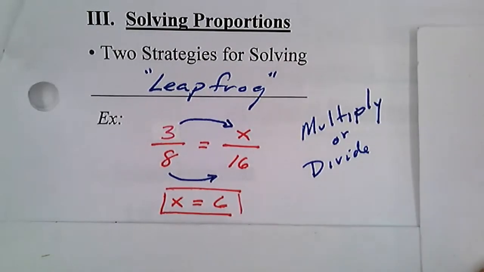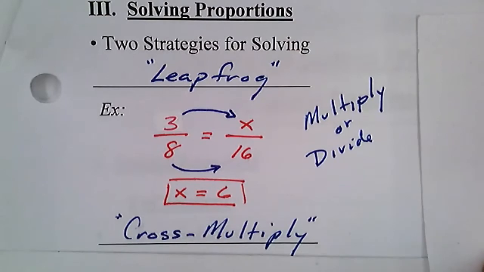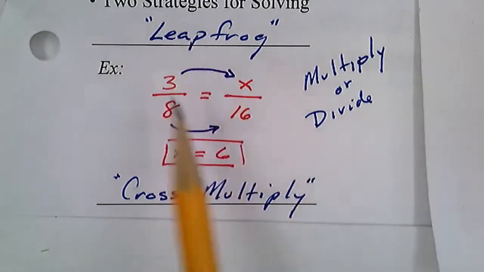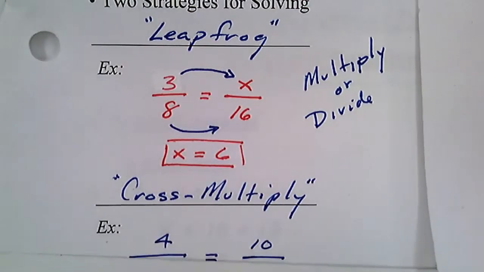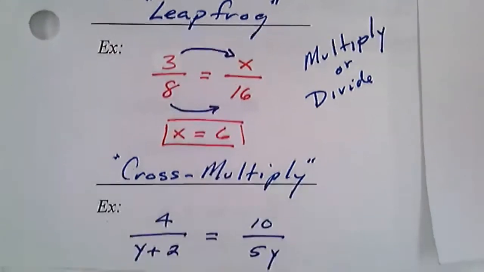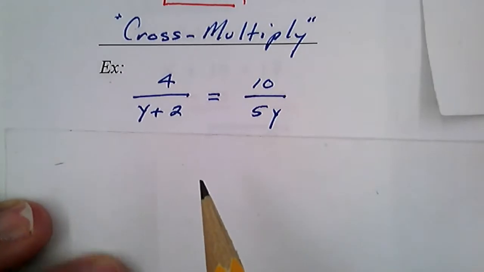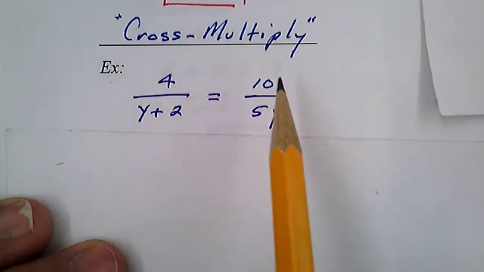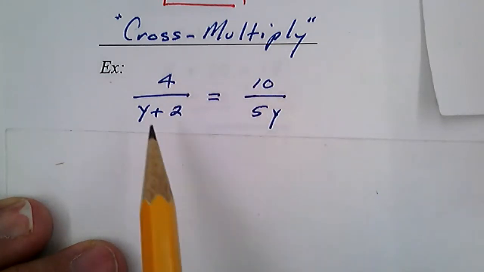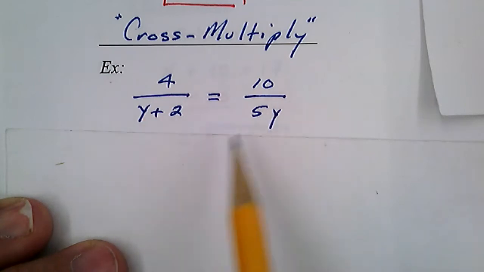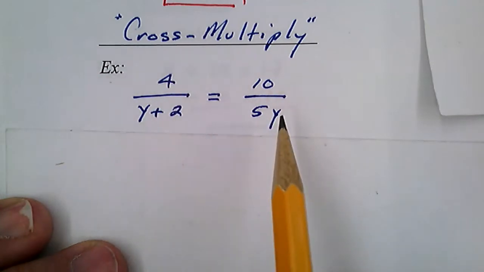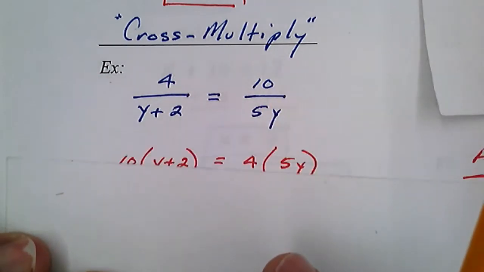Okay. All right. The other strategy that I taught you was the cross multiply strategy. Okay. So this was the leapfrog. Now here's the cross multiply. And the cross multiply, this is where you have problems that are a little bit more complicated, a little more sophisticated. So here, I can't really leapfrog, right? I can't go 4 times a number makes 10. There is no whole number. And even if there was, this is really messy. So we have to cross multiply. We have to go this times this and this times this. So I'm going to do that.